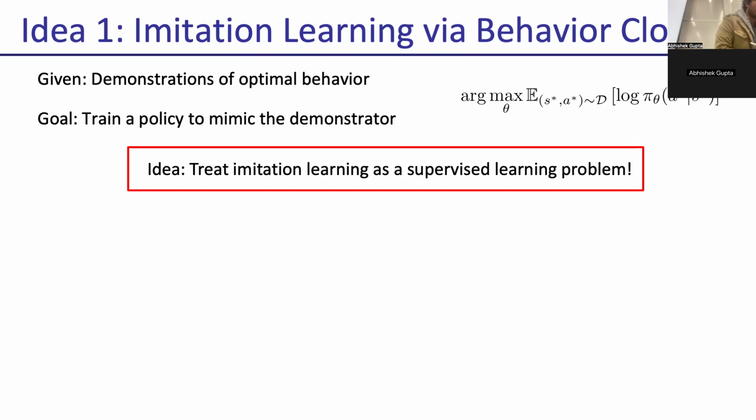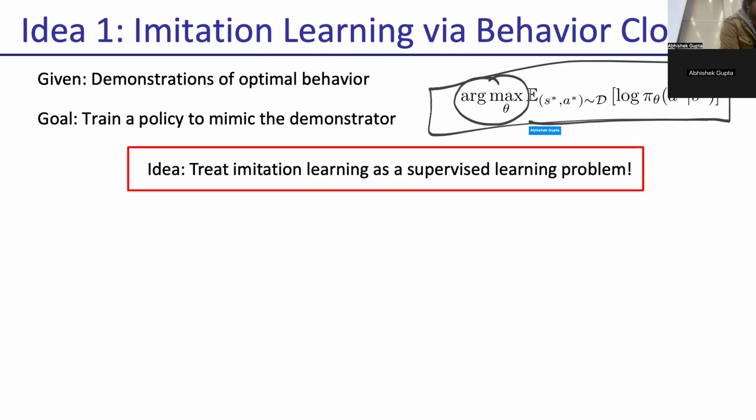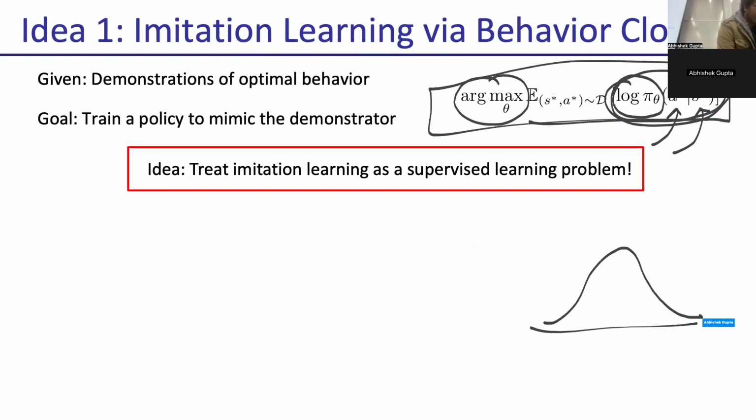The way to understand this objective is that you're trying to maximize the likelihood. You can think of this as the log likelihood of producing the action A star when fed in S star. Imagine that you had a Gaussian, and let's say this was what A star was. What this objective is going to try and do is move your Gaussian this way. Okay? So just maximum likelihood.